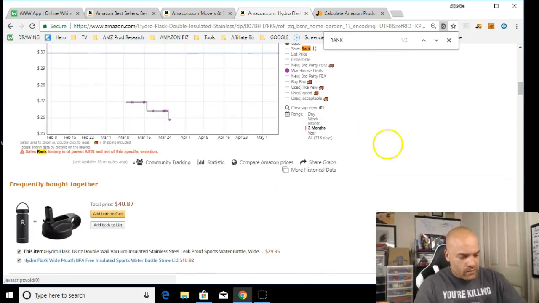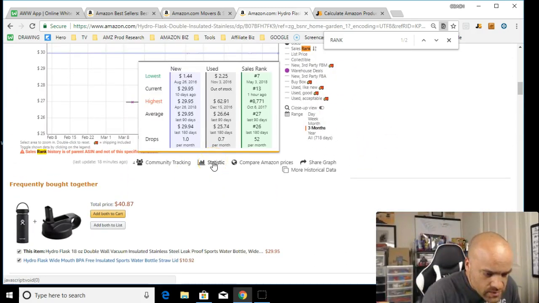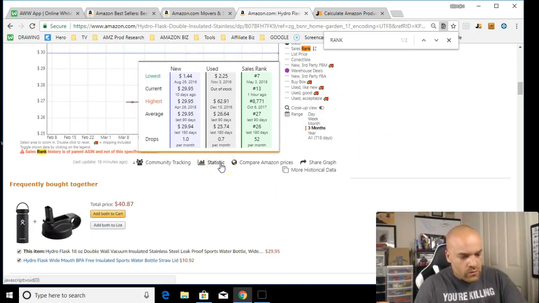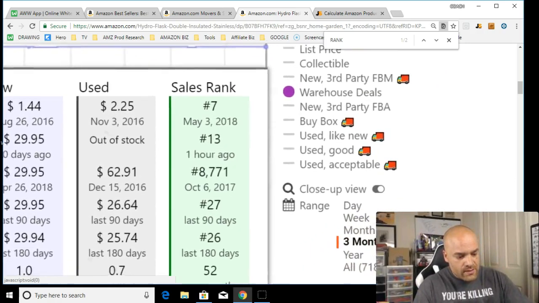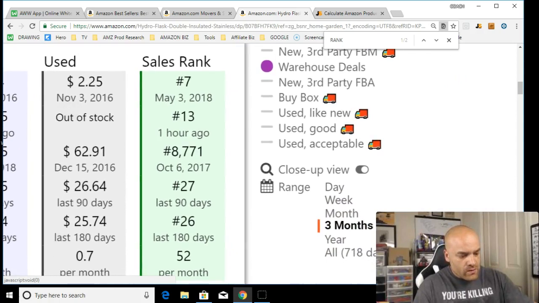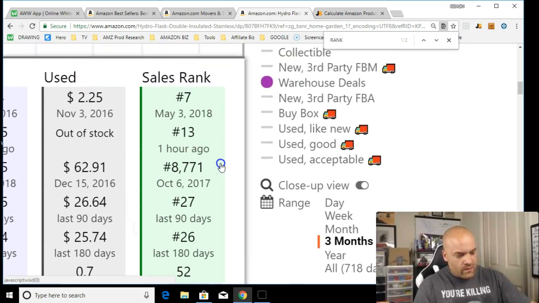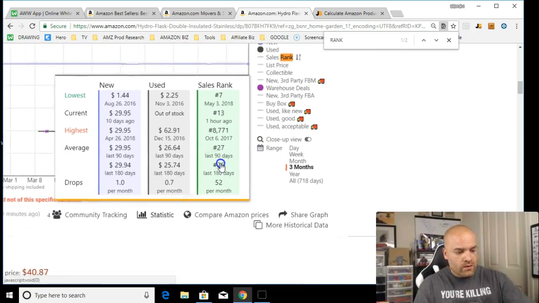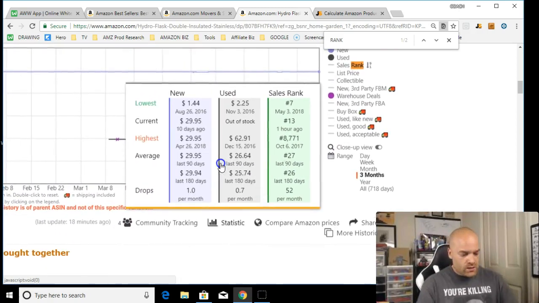But let's go back here so you can see something. So statistics, right here on the right side of this graph, you see a sales rank. Let me zoom into that. Sales rank right there. So as of May 3rd, he was ranked number 7. As of 1 hour ago, he was ranked number 13. Going back to October 6th, he was ranked 8,771. So quite the details from Keepa. Keepa, again, free tool. Doesn't cost you any money. Gives you good rank details.